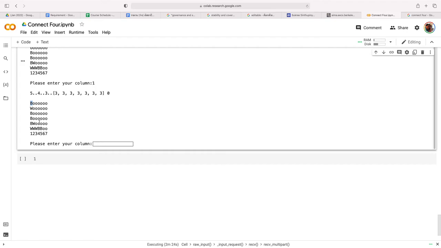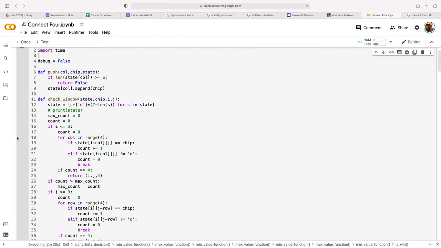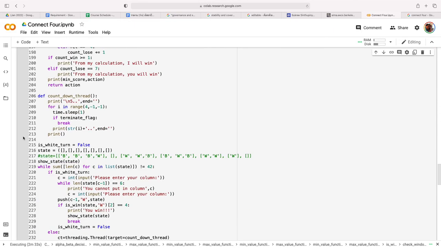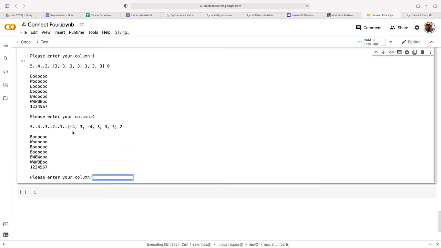Now if I choose to place at four, what happened? It will count down. Minus 4, minus 4, minus 4 means that the human can win if you place at column 1 or column 3. So they choose column 2.